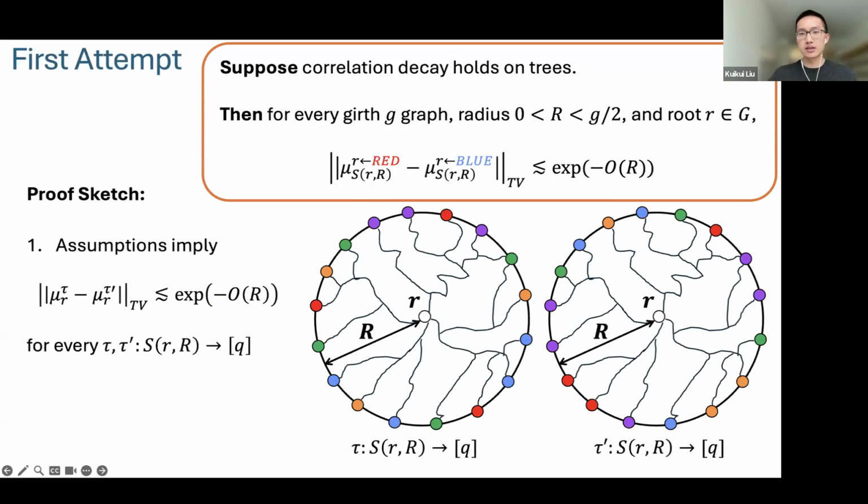Basically, the picture looks as follows. This just says that within this ball of radius, let's say, girth over 2, my graph looks like a tree. And so in particular, it turns out you can apply correlation decay plus a simple application of Bayes' theorem to prove that the total variation distance for the distribution of the vertices along the boundary of this ball is going to be small between these two pictures.